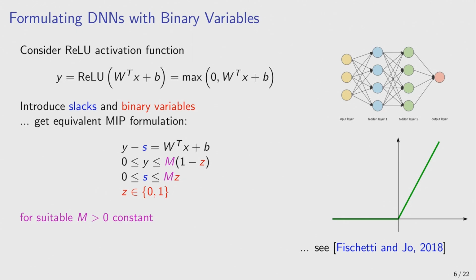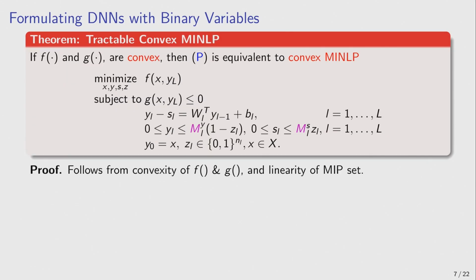What I now get is, if I put all this together into my original problem, I took out the part with the ReLU functions, and I now have this system that's effectively a linear system of inequalities. So this is a polyhedral set with some binary variables and some additional slack variables.